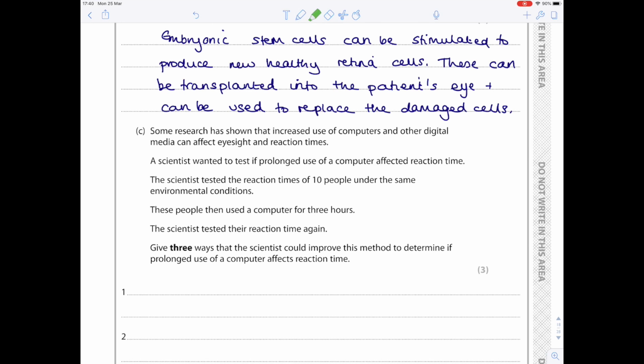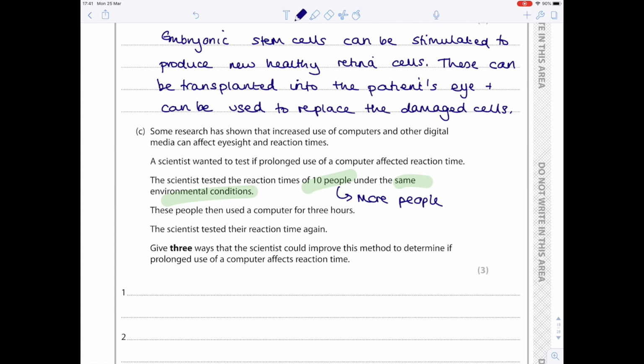Right, let's do some highlighting to see what we're actually doing. So we've got 10 people here, so maybe use more people. They've said the same environmental conditions. Well, what are those? We've got a set amount of time, so that's 3 hours, that's pretty good. And the scientists tested their reaction time again. I think the key thing here, as with all experiments, is repeat, repeat, repeat. So that could be repeat with the same people or with additional people. So test more people.